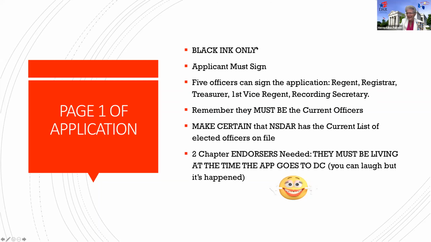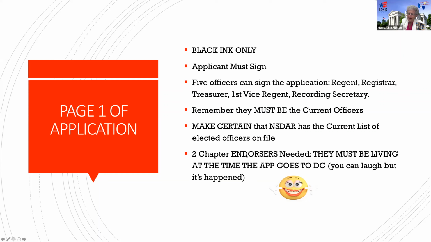You know to sign it only in black ink. Please do not use any other color. They'll send it back to you. The 5 officers who can sign the application are the regent, the registrar, treasurer, first vice, and the recording secretary. They have to be current officers, and make sure that your current officer list has been sent to national, because sometimes that doesn't get done when the chapters have new elections.